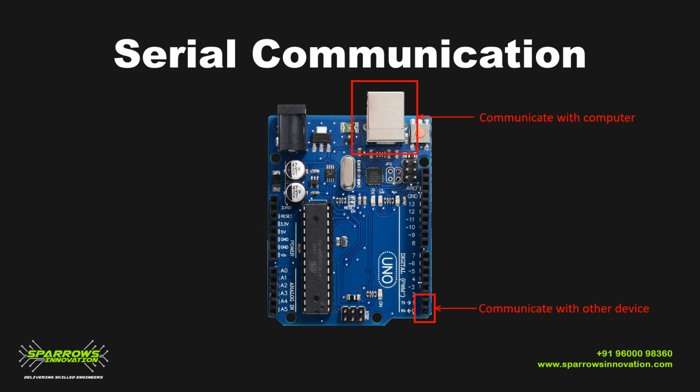You can use this pin to communicate between two devices or two Arduinos. The example devices we use are Bluetooth or NRF, or there is a serial communication device. There are different serial communicating devices. You can use those devices to communicate between Arduino and device by using the 0 and 1 pin.